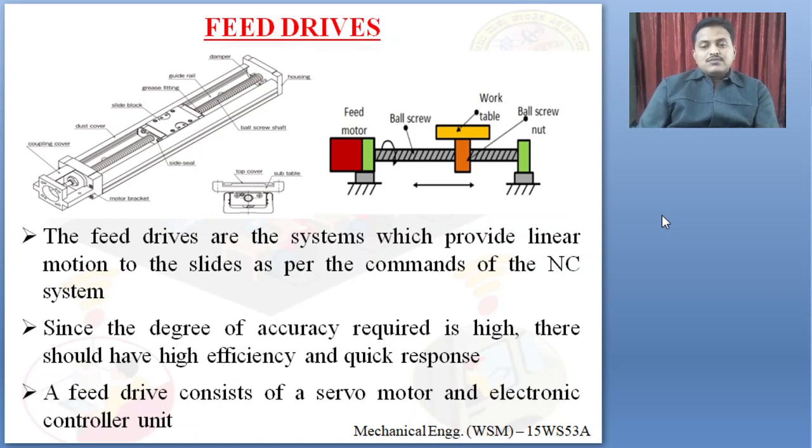They are the systems which provide the linear motion to the slides as per the commands of the machine control unit. As per the commands given by the machine control unit, these feed drives will cause the slide to move in linear motion. Since the degree of accuracy required is very high, they should have very high efficiency and quick response. They should be highly responsive. These feed drives consist of servo motors and an electrical control unit.